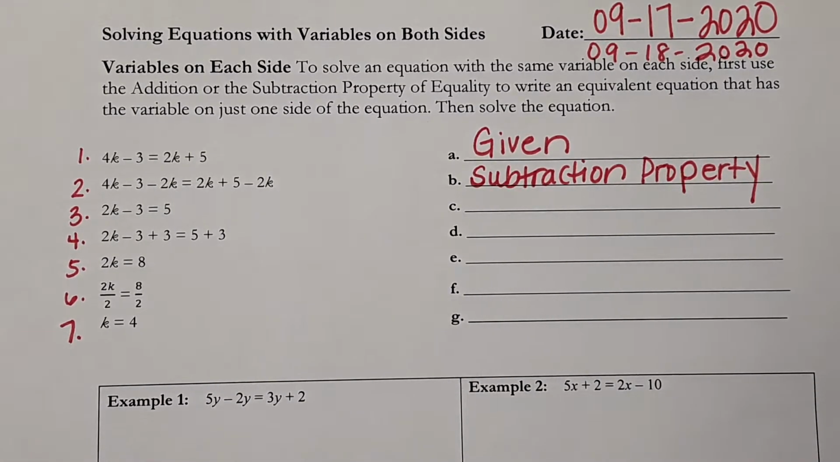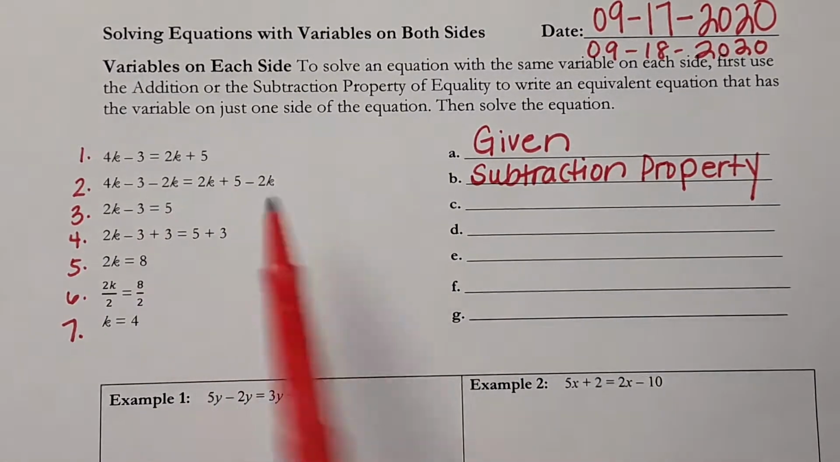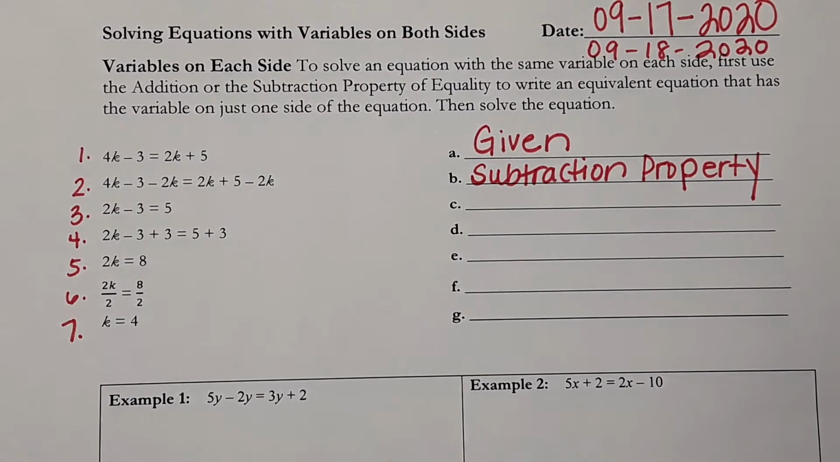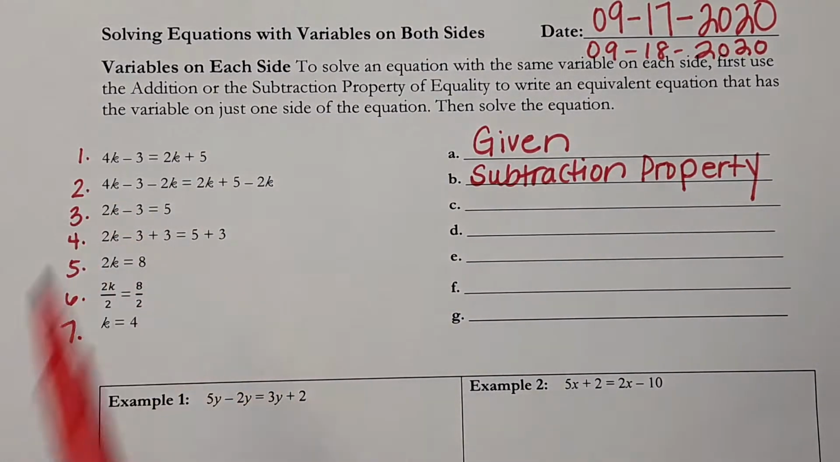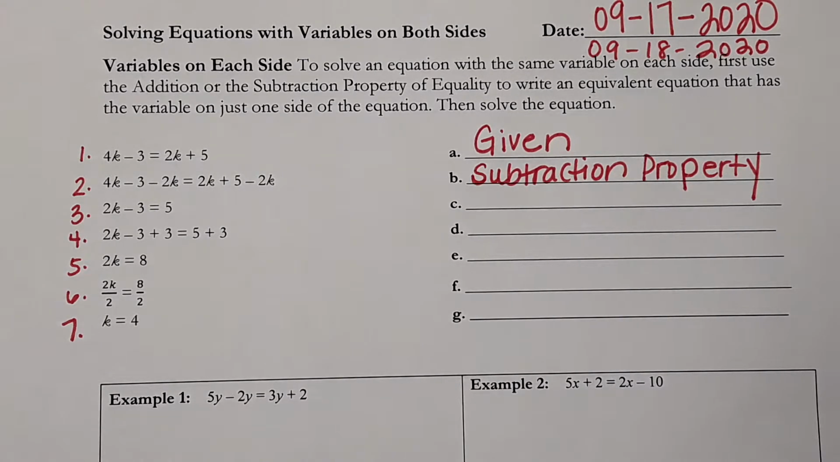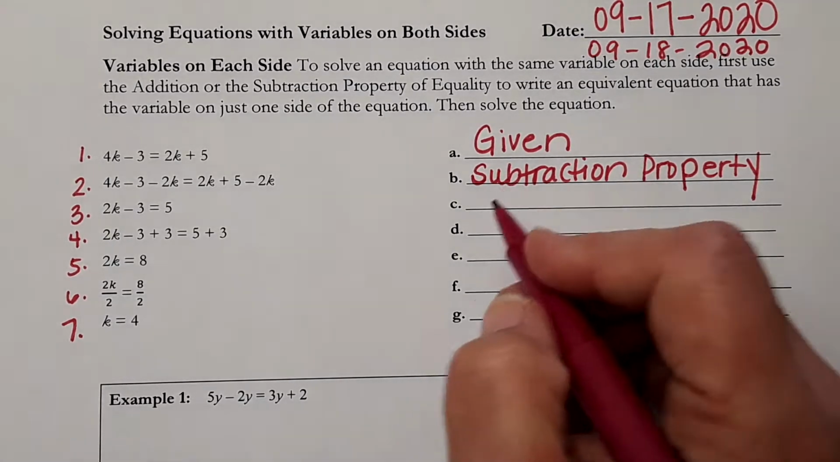Okay, so because we subtracted the 2k from both sides, it's the subtraction property. Now, what do you notice? How did we go from step 2 to step 3? What did we do? We crossed out the 2k. And instead of writing 4k minus 3 minus 2k, we wrote what? 2k minus 3. So when we replace something, what is that property that means replacing? It is substitution.